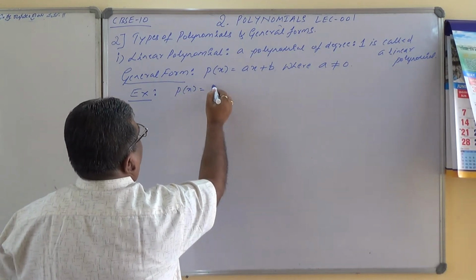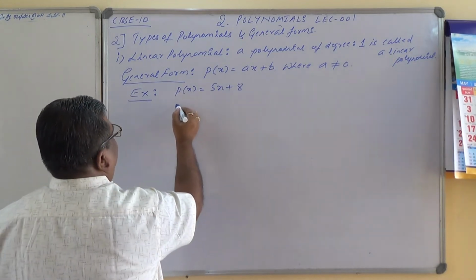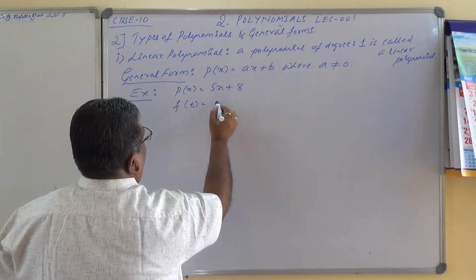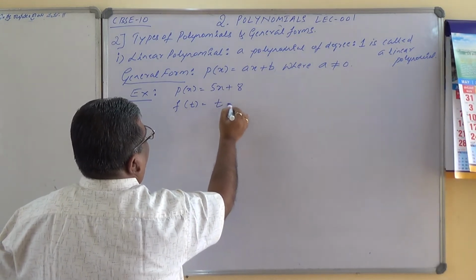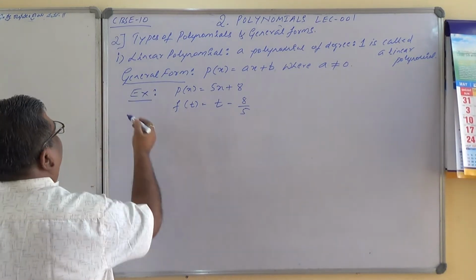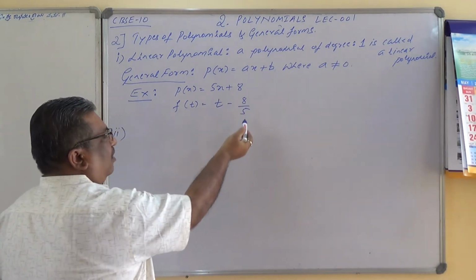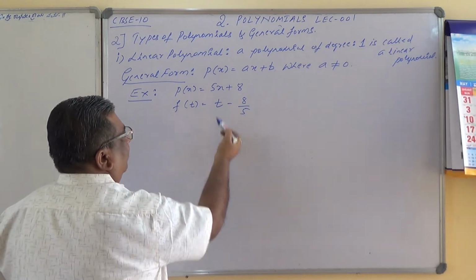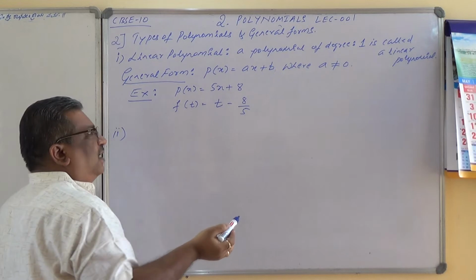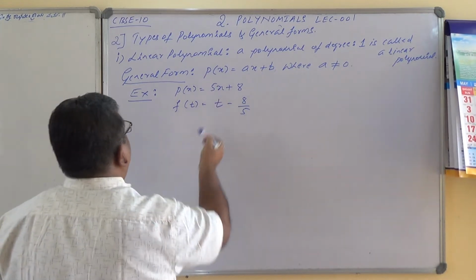P of x equals 5x plus 8. Another example, f of t equals, for example, t minus 8 by 5. These are two examples which are enough. In the second one, minus 8 by 5 is a constant here. The constant can be anything, whereas t should not be under root and t's power should be integers. And which kind of integers? Whole numbers basically. Then only it will be a polynomial. So these are the two examples.